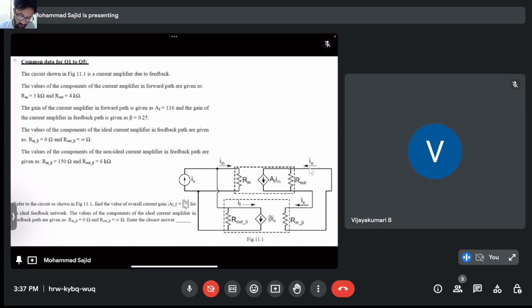So, what is the type of amplifier we are seeing here? What is the network? This is the current sampling, right?